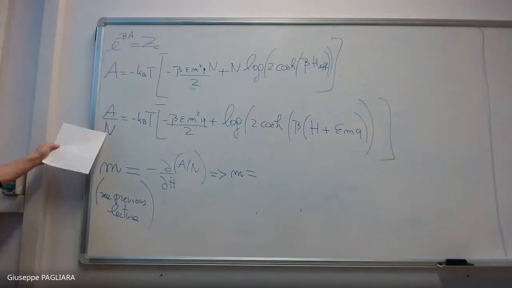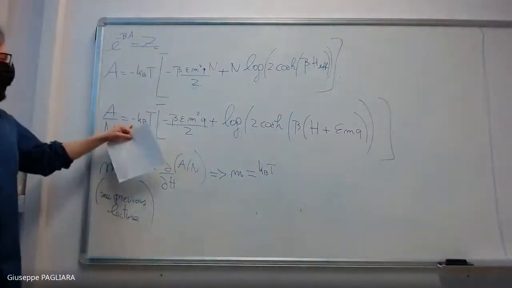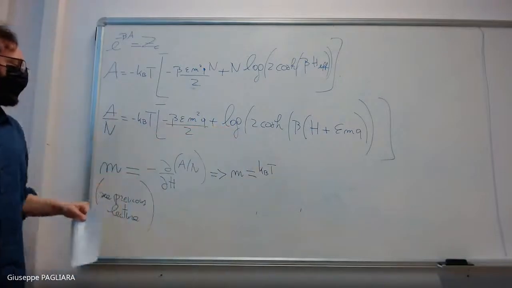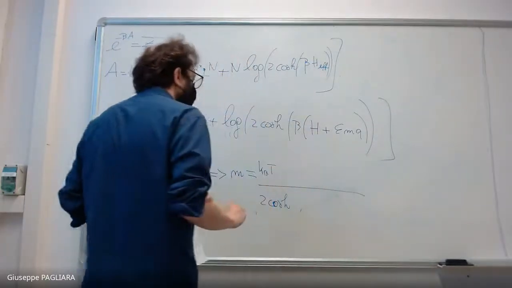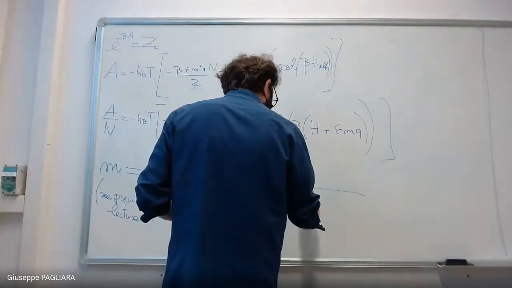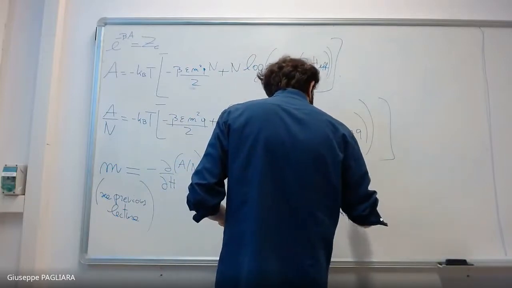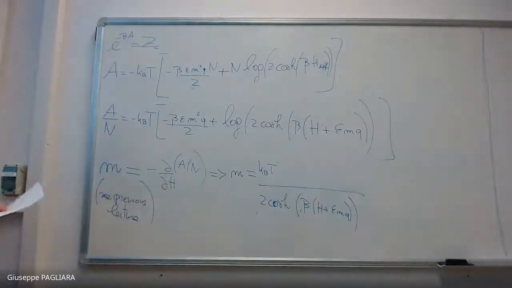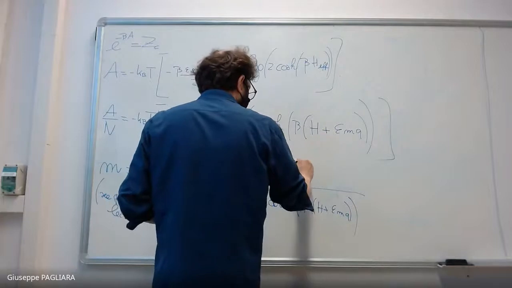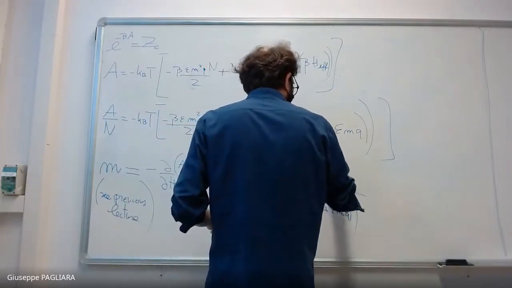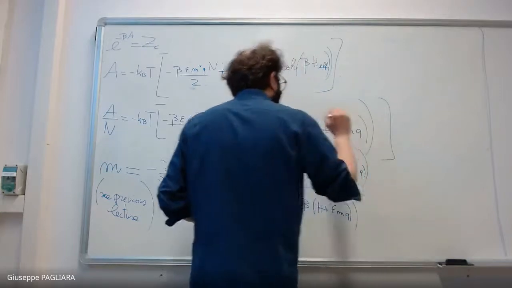So I have a kBT with a minus. Then I have to do the derivative with respect to h of this function. Since I have a log, I should have here 2 cosh of beta times h plus epsilon m q at the denominator. And then at the numerator we have the derivative of this function, which is 2 sinh of beta times h plus epsilon m q, times beta.